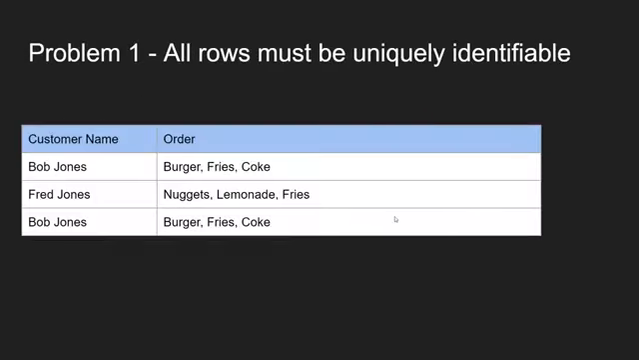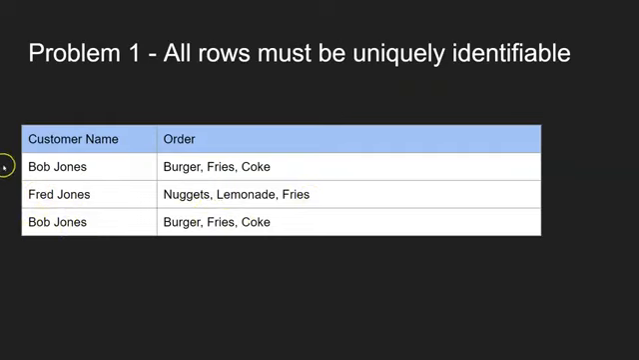So each row must be unique. So let's have a look here. We've got a table of takeaway orders here, and for each takeaway order we've got a customer name and a customer order. So, for instance, Bob Jones ordered burger, fries, and Coke. Fred ordered nuggets, lemonade, and fries. And then Bob also ordered burger, fries, and Coke.